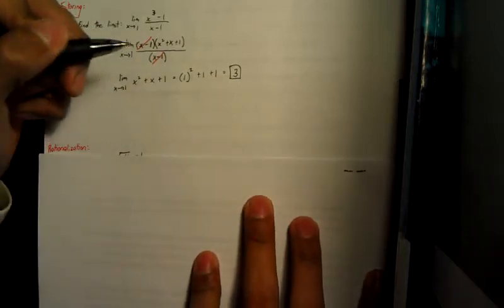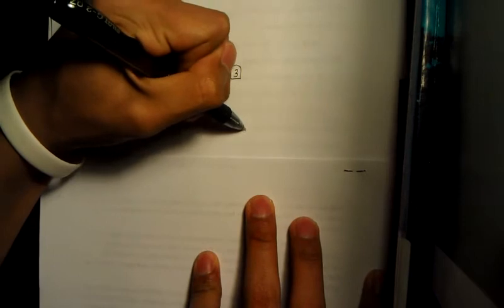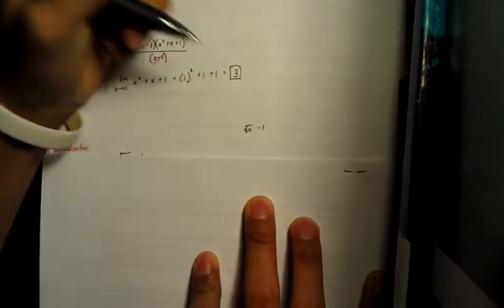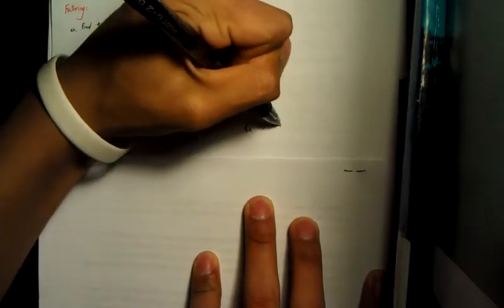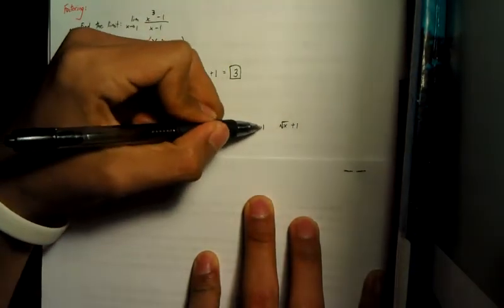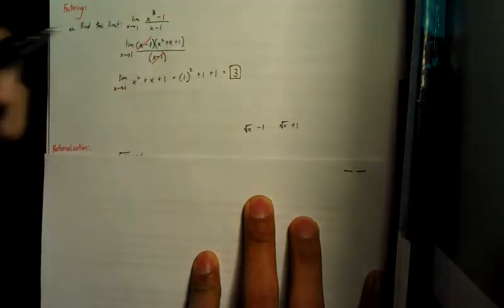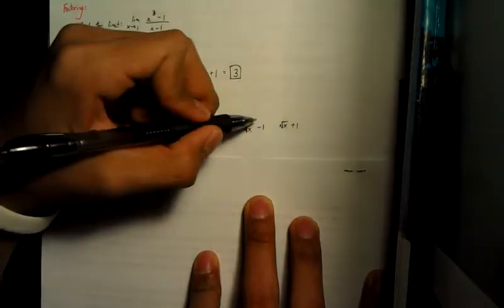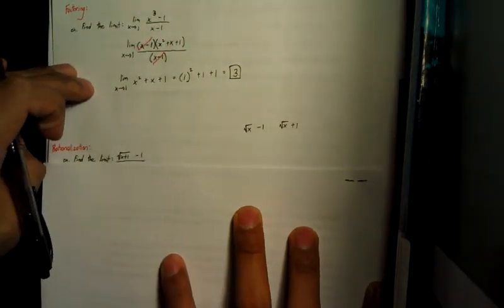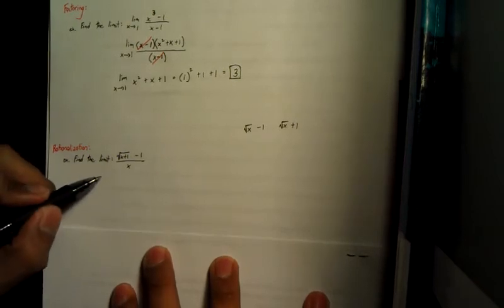Just a quick reminder of what the conjugate is. If you have the square root of x minus 1, then the conjugate is going to be the square root of x plus 1. You're just going to flip the sign that's within the binomial.